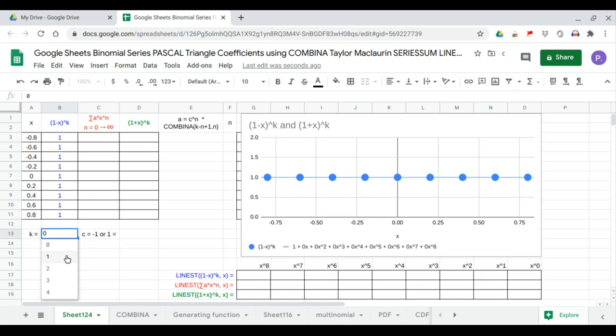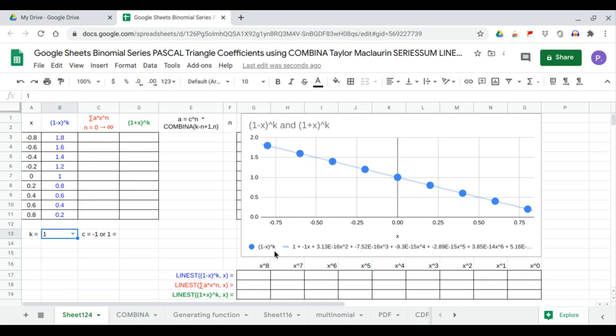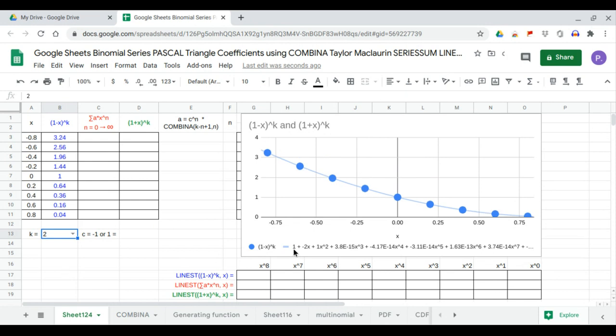If k is 1, then our trend line polynomial now is 1 minus x to the power 1, which is 1 minus x, which is also the Pascal triangle coefficient 1, negative 1. If k is 2, then our Pascal triangle coefficients will be 1, negative 2, 1, which is the trend line and the trend line equation, 1 minus 2x plus x squared. The rest are 0 because these are very small.